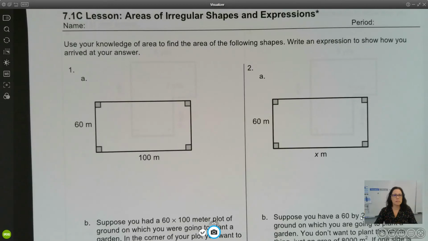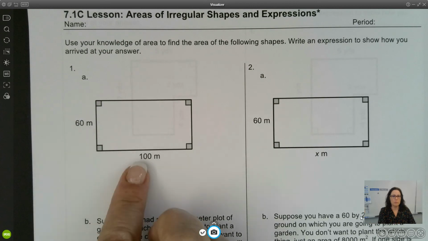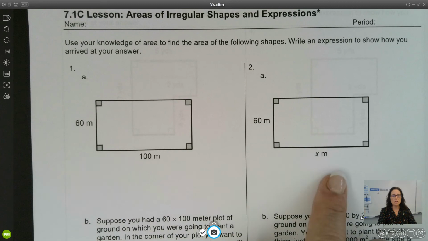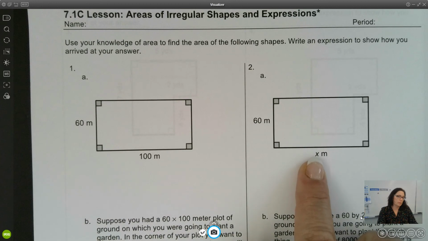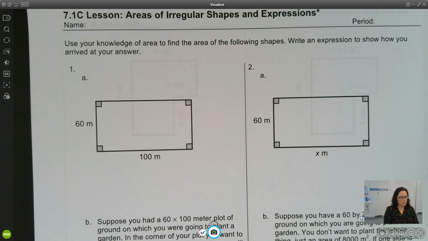Alrighty, so 7.1c lesson. We're going to look deeper into areas of irregular shapes and bring on this idea of an x. So notice that we've got numeric values here, and now we have a variable. That's going to be the difference from the other day, from the last lesson, I should say. All right, use your knowledge of area to find the area of the following shapes. Write an expression to show how you arrived at your answer.